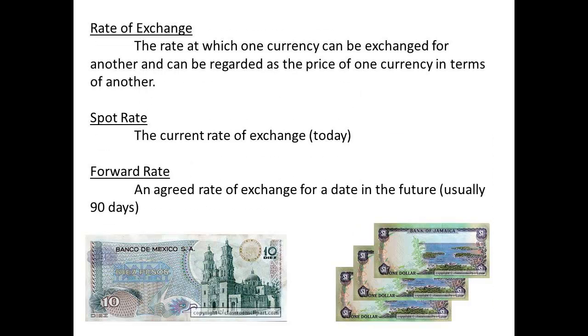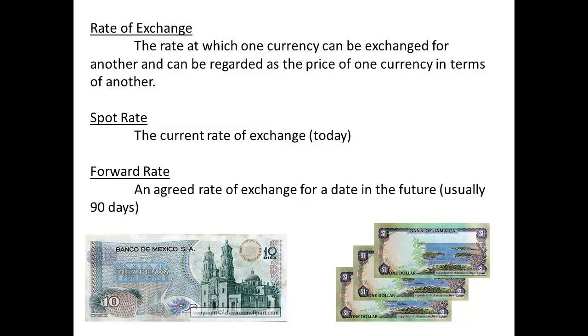Before considering the effects of allowing currency to fluctuate, we should look at what we mean by exchange rates. The rate of exchange is the rate at which one currency can be exchanged for another. It is the price of one currency in terms of another. There are two rates of exchange in common use.